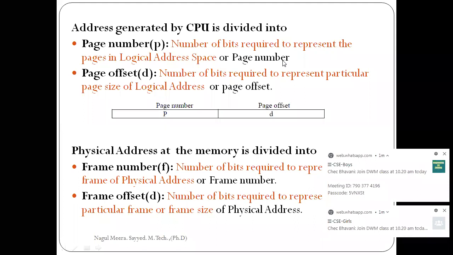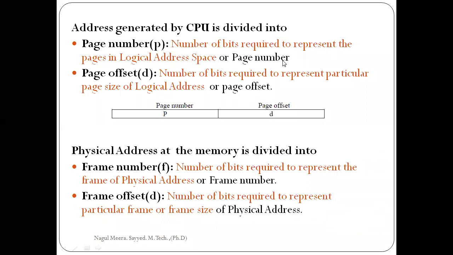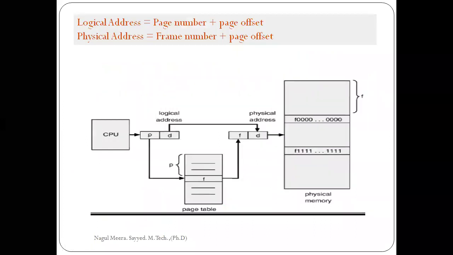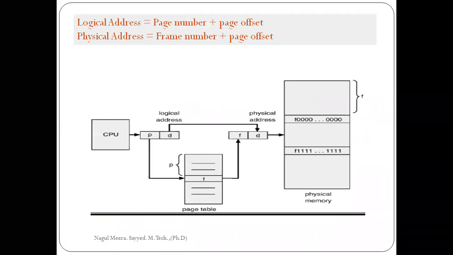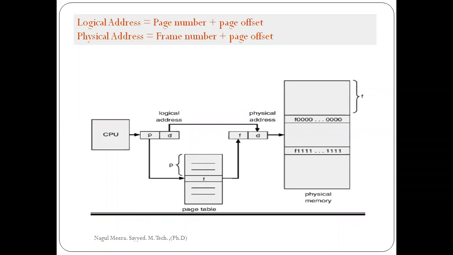So this is about our memory dividing concept in paging. At the CPU, the logical address is divided into two things: first page number, then page offset. At the memory, the physical address is divided into two things: first frame number, next frame offset. How these work, let us discuss. To recall again, logical address is nothing but page number and page offset. Physical address is nothing but frame number and frame offset. A logical address is generated at the CPU. A physical address is generated at main memory, the physical memory.